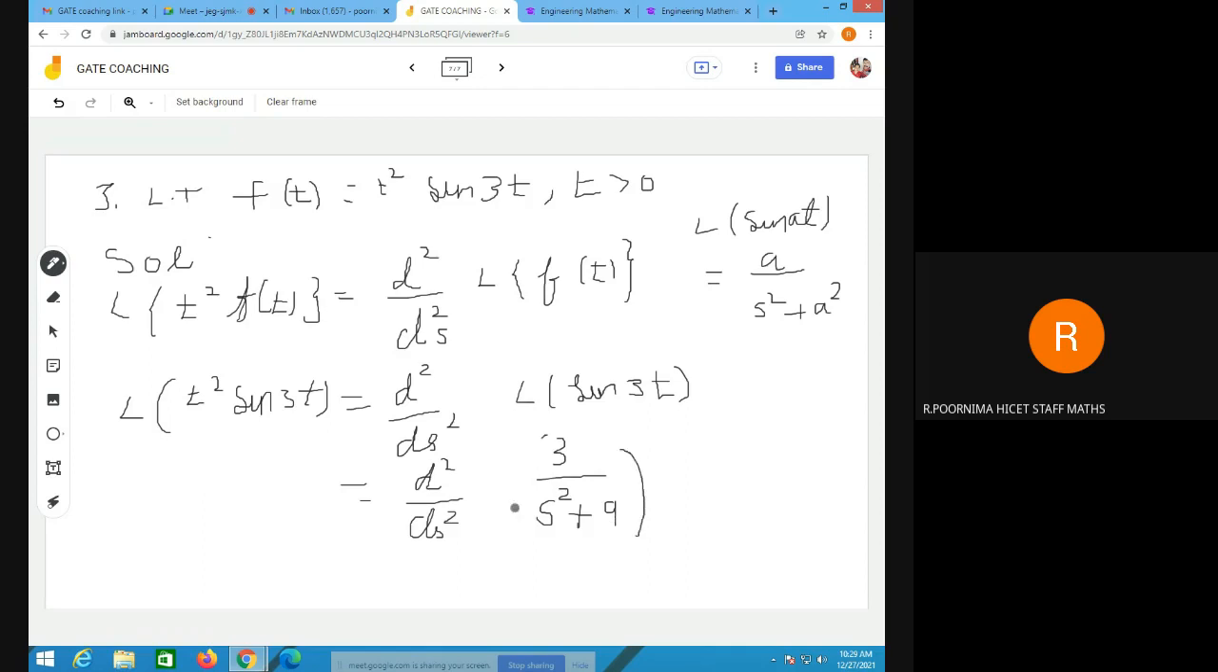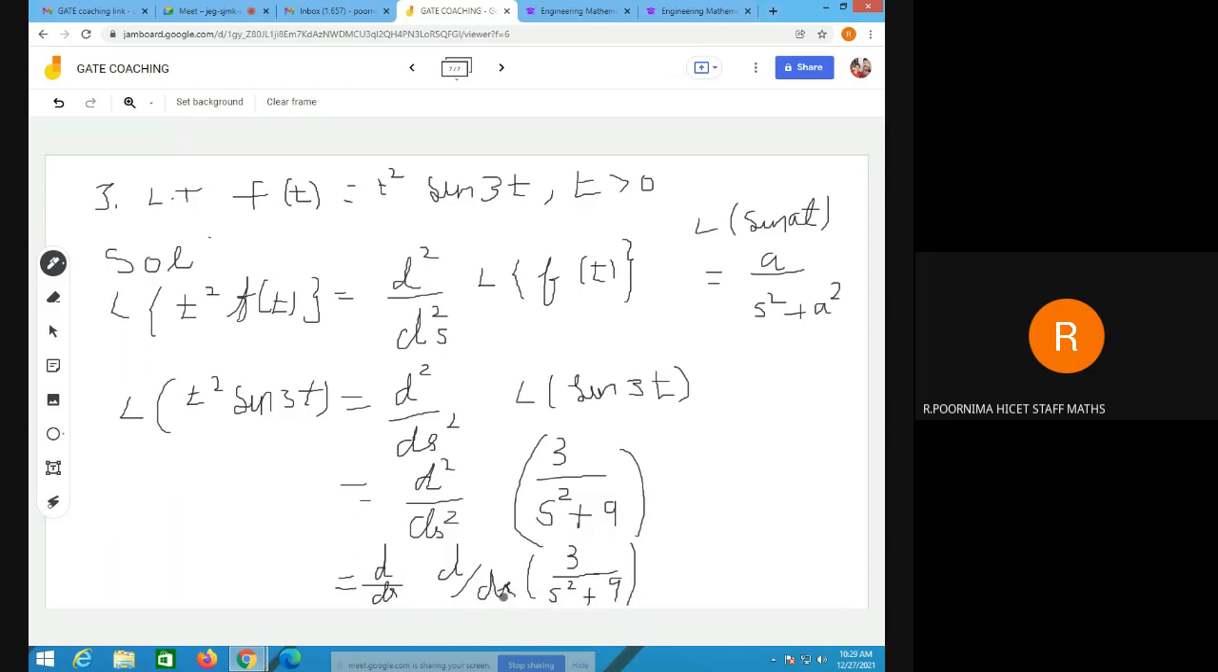Now d square by ds square means you have to differentiate twice with respect to the variable s. For our convenience, we are splitting d square by ds square as d by ds into d by ds, because we have to differentiate step by step, into 3 by s square plus 9. First, we are going to differentiate 3 by s square plus 9 with respect to s. How are we differentiating this term? This is direct differentiation only.